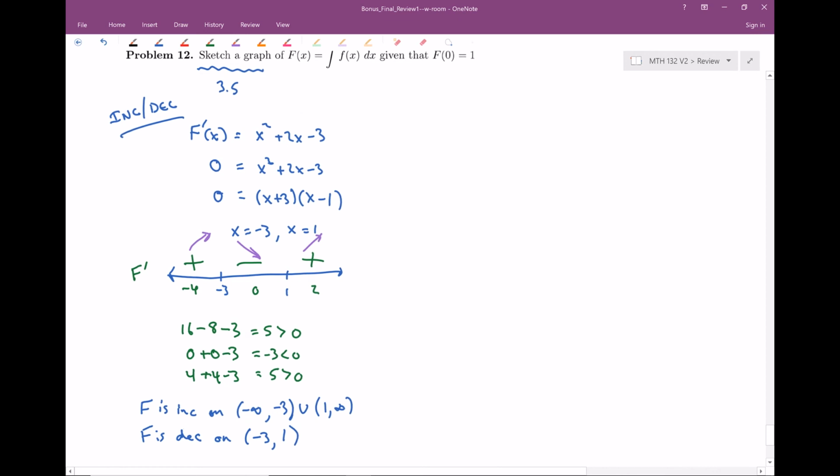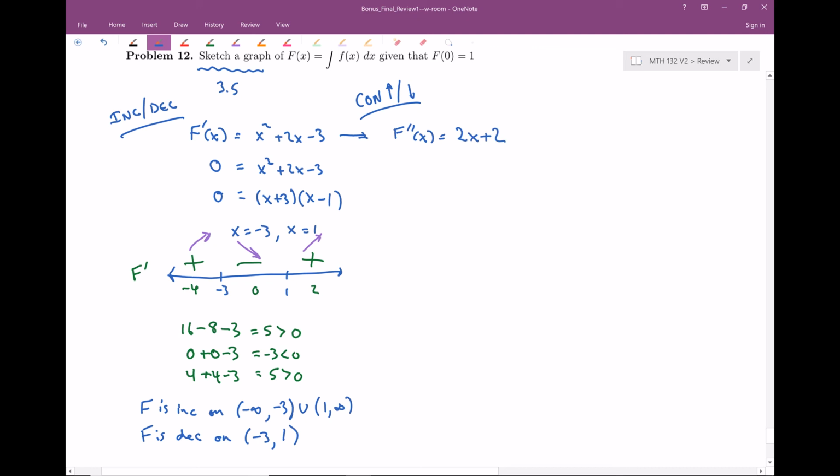Now let's talk about concavity, concave up versus concave down. Concavity has to do with the second derivative. If I take the derivative of the derivative, I get the second derivative, and that's going to be 2x plus 2.